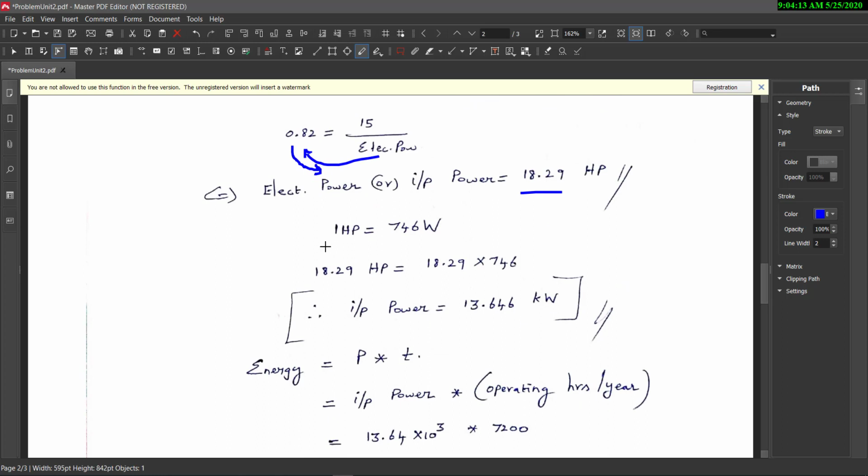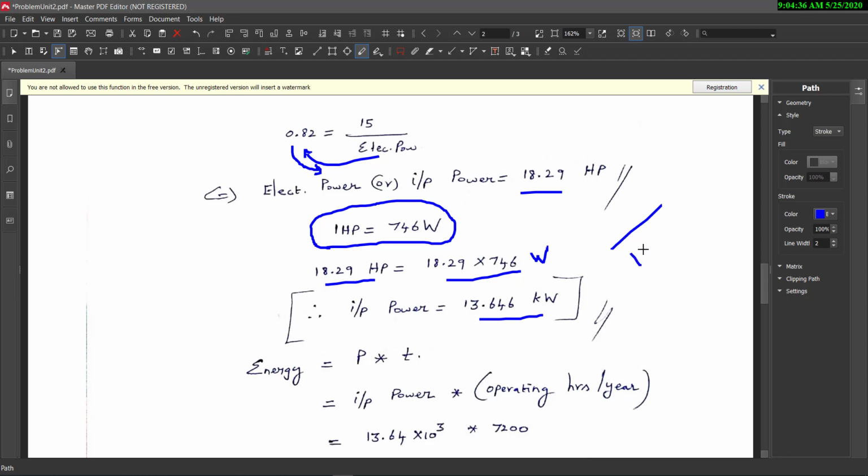We know that 1 HP is equal to 746 watts. Therefore, 18.29 HP is equal to 18.29 into 746 watts. We are converting into kilowatts, that is dividing by 1000, which is equal to 13.646 kilowatts, which is the input power.